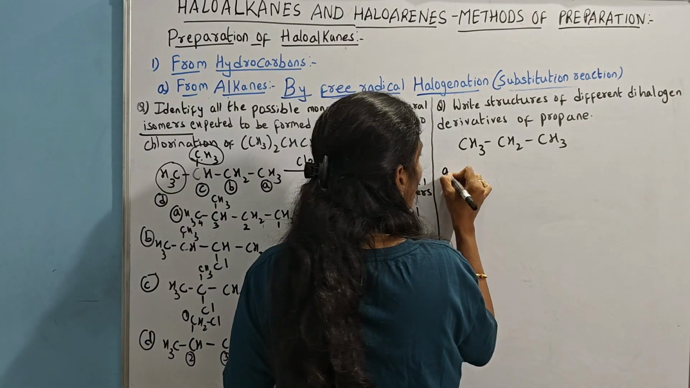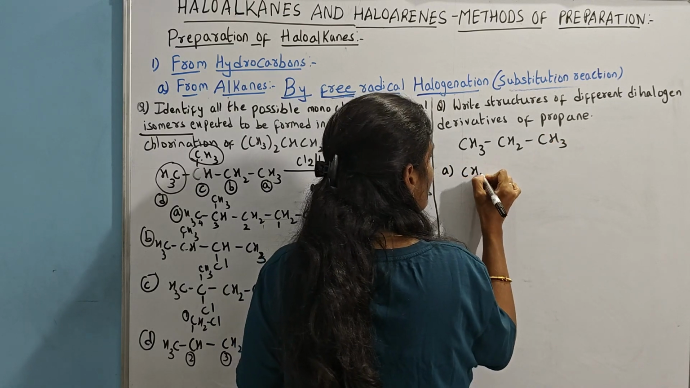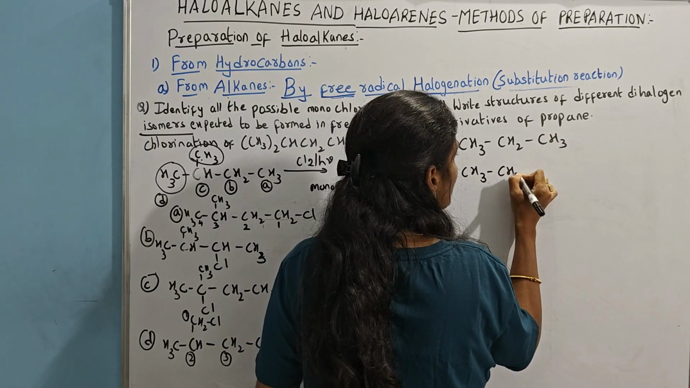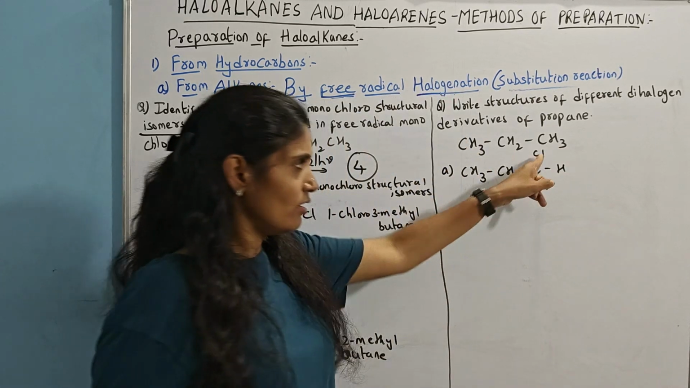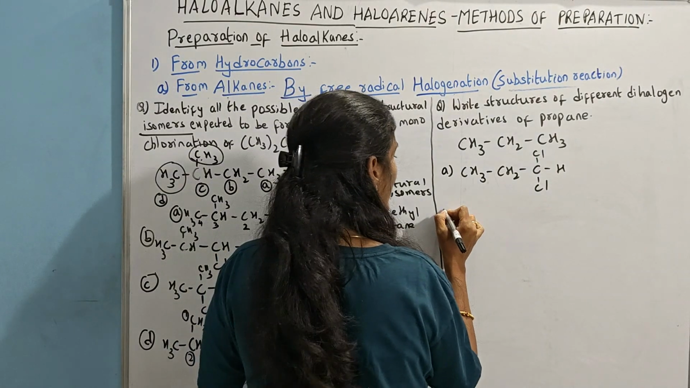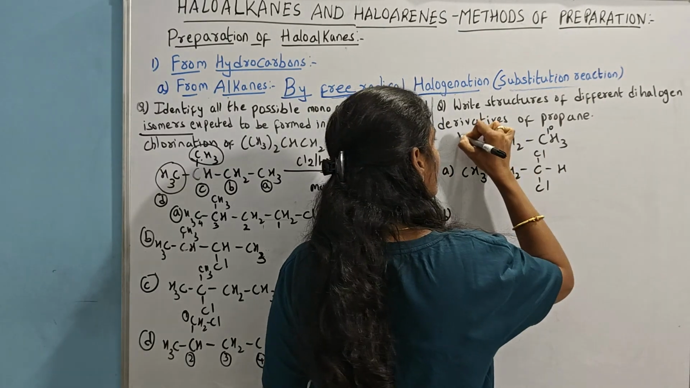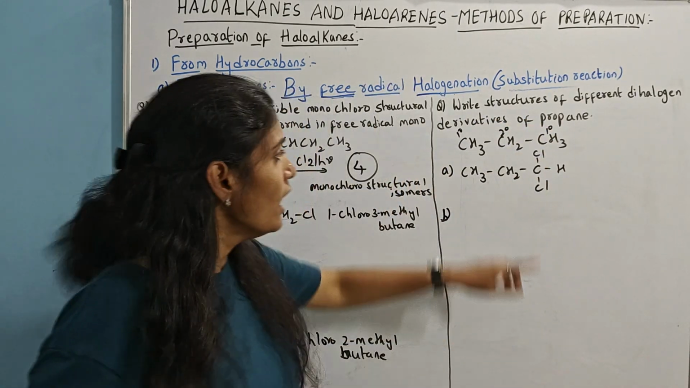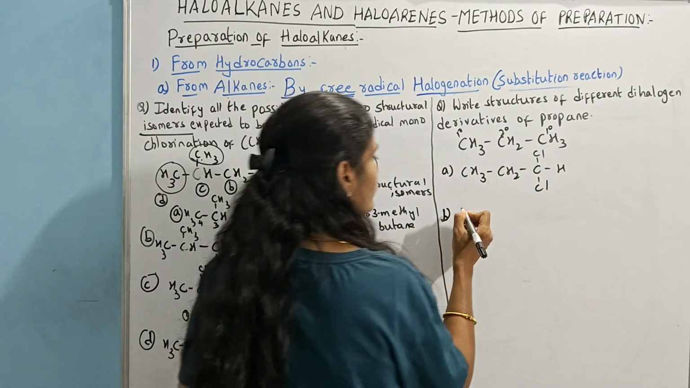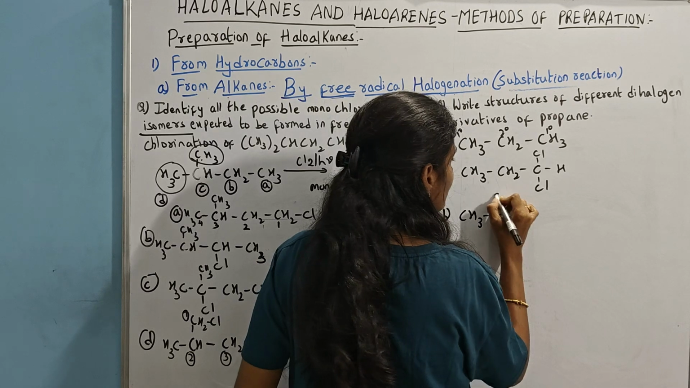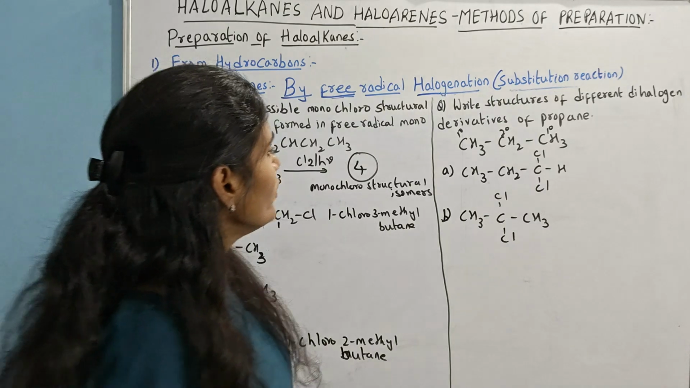One possible way is I can put 2 chlorine atoms on the same carbon, CH3, CH2. I can put 2 chlorine atoms on the same carbon. This is one way I can do. One more way, I can put both the chlorine atoms on the secondary carbon. This is my primary carbon, this is my primary carbon, this is my secondary carbon. I can substitute both the hydrogens on the secondary carbon with chlorine. So what will I get then? CH3, CCl2, CH3.